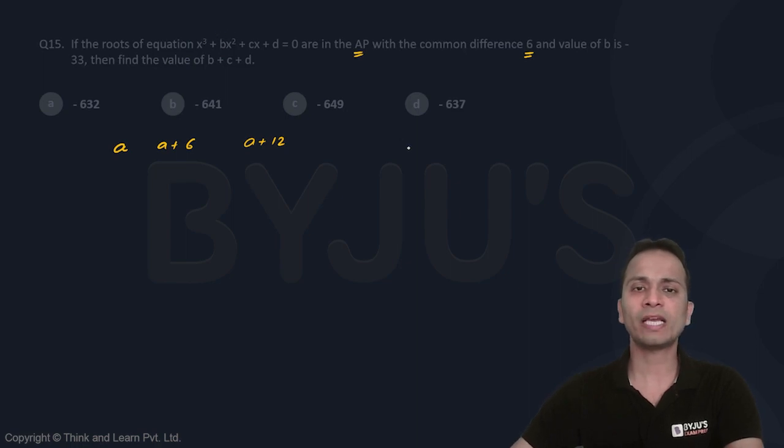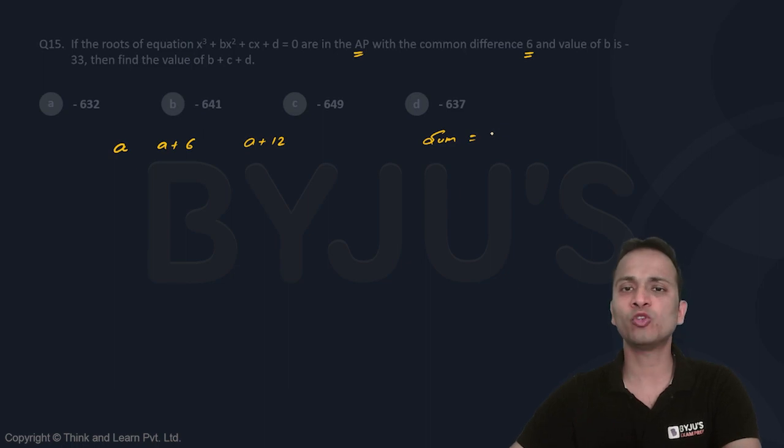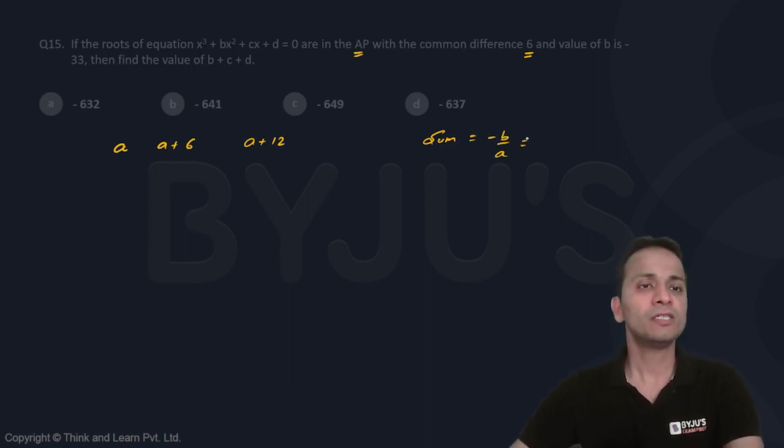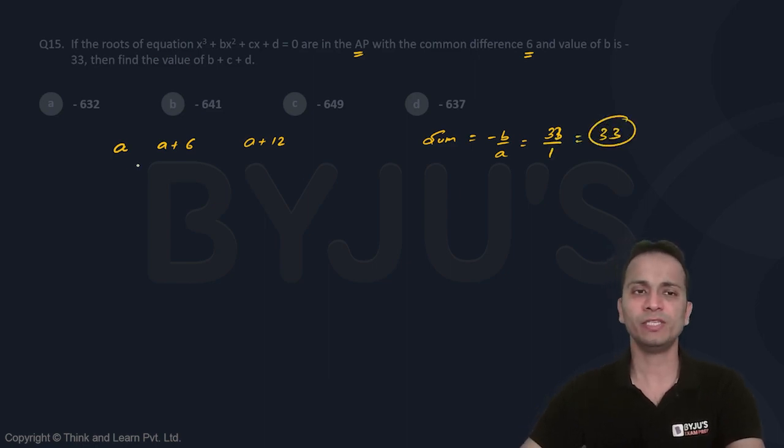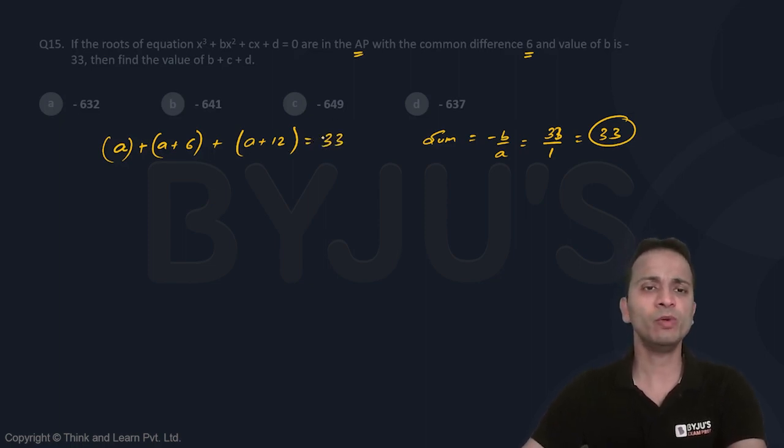Okay. So I can say that sum of the roots will be equal to minus b upon a. The value of b is minus 33. So minus of minus 33, that is plus 33 divided by a, which is 1. So sum of the roots is equal to 33. I will substitute it here for sum of the roots, which I have assumed as a, a plus 6 and a plus 12 because the common difference was 6 among the roots. So this is equal to 33.